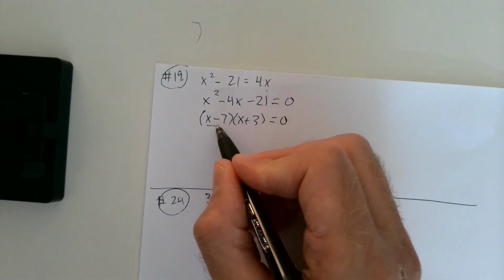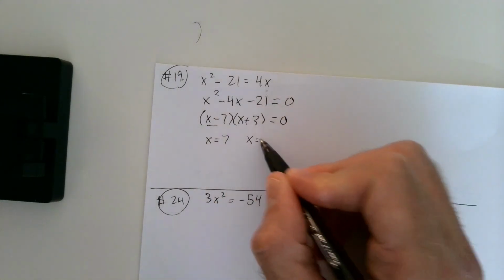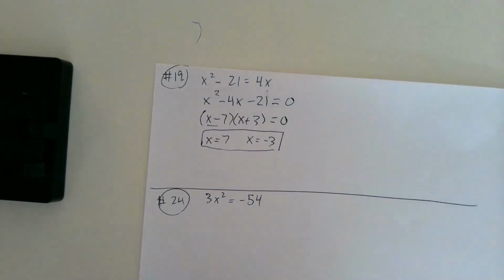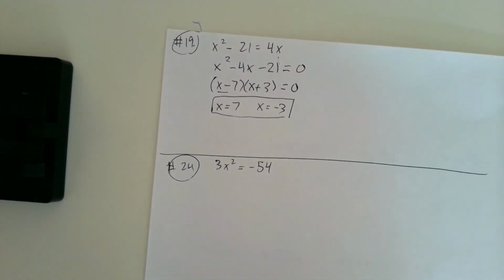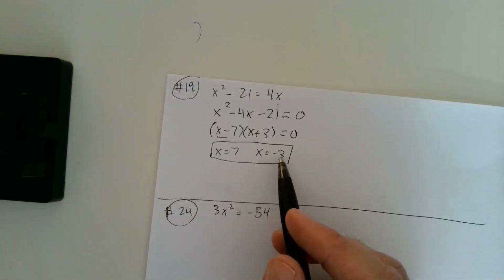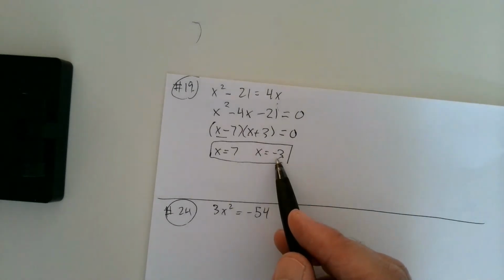Now we can set each factor to 0. From here it's totally fine to say x equals 7, x equals minus 3, and then you're good. On the last one, and also when you double check this one, I had a couple of people who were checking that all answers worked. That's a really good idea.